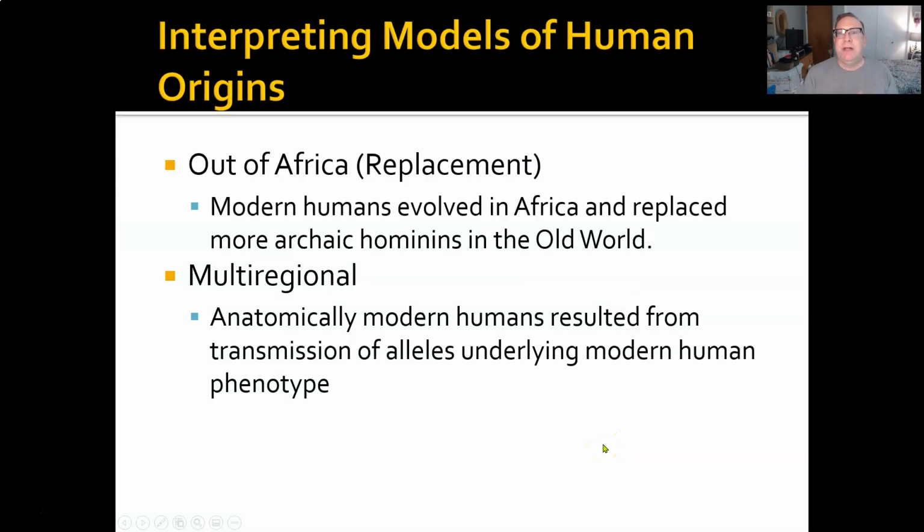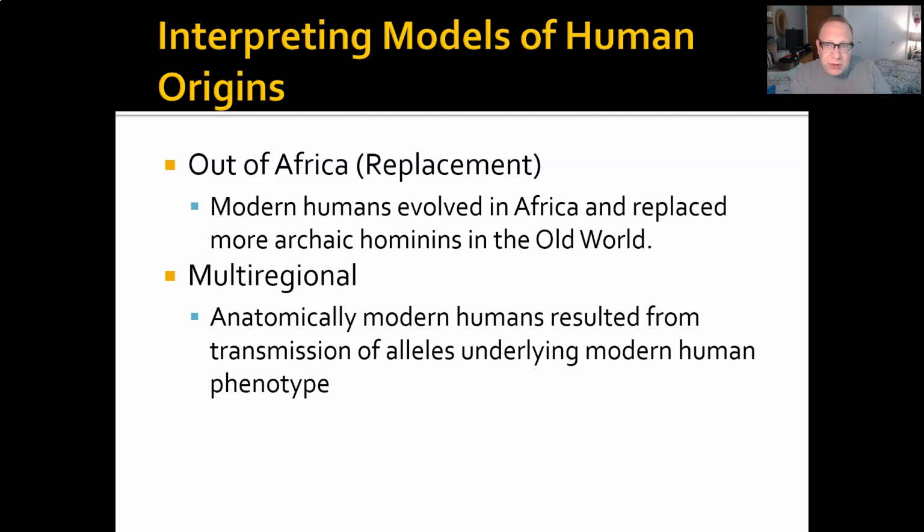So the first thing we need to understand is that for a long time there were two main models for the appearance of Homo sapiens outside of Africa. The first is sometimes called the out of Africa model, or also known as the replacement model. In that, the idea is modern humans evolved in Africa and then spread out and replaced the hominins they came into contact with elsewhere in the world.